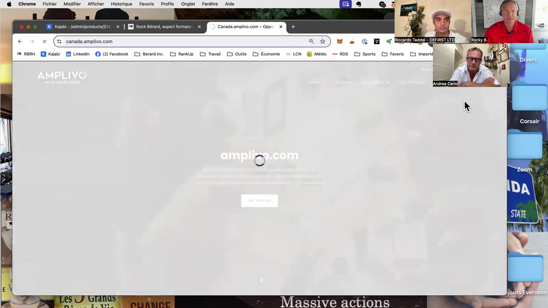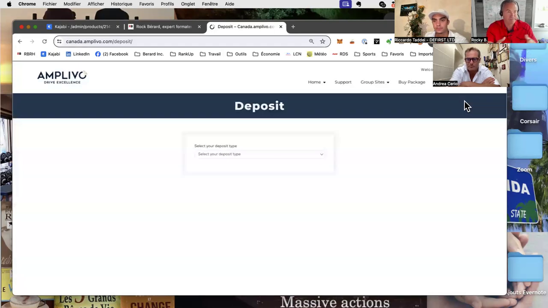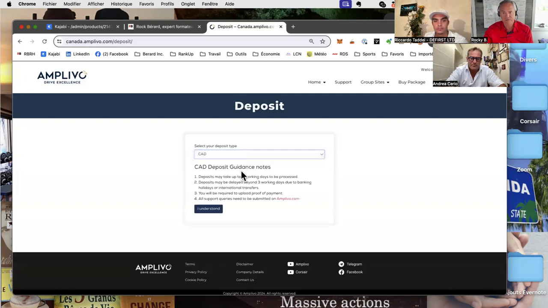It's pretty easy. Of course, it's easier with a credit card or stuff like that, like we used to have in other MLM companies, but we find a way to do it. So select your type of deposit. I'm going to say Canadian dollars. It tells me deposit may take up to 3 working days, rarely, okay? Deposit may be delayed due to banking holidays, work days, whatever. You will be required to upload a proof of payment.